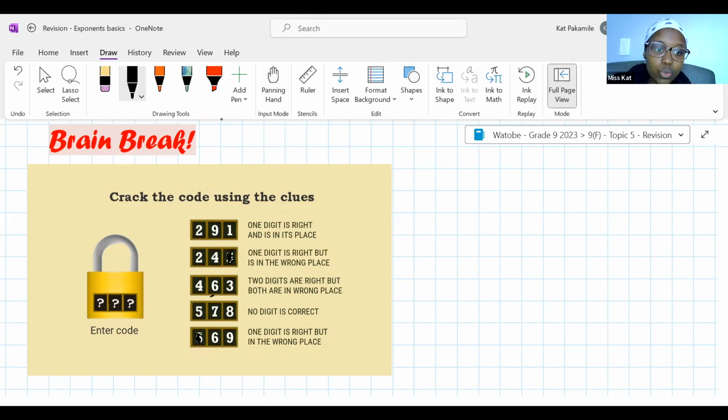So between 2 and 9 and 1, we have a correct digit that is in the right place. And the second one says 1 digit is correct, but is in the wrong place. It cannot be 2, guys, because if 2 was in the right place for the first one, it's still there for the second one, but now suddenly it's in the wrong place. So do you see why it cannot be 2?